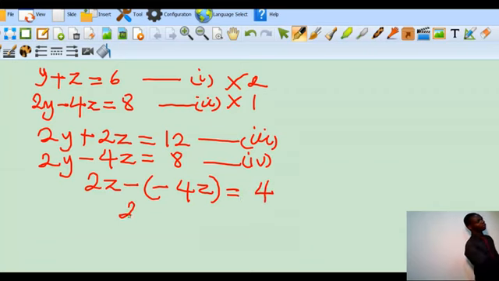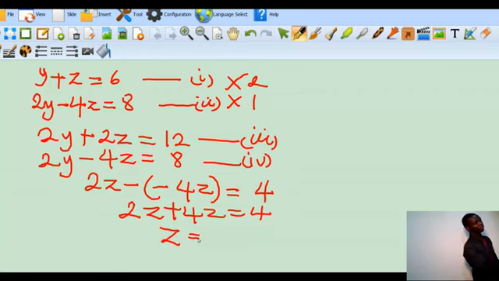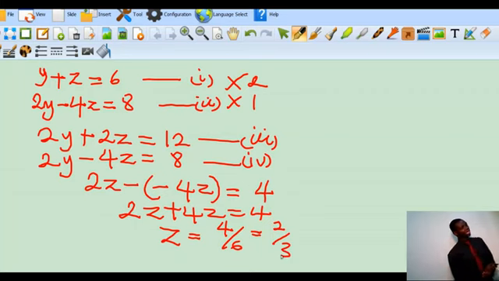Now, this becomes negative 2z is equal to 4, and at the end of the day, your z will be equal to 4 all over 6, and you can simplify that to give you 2 over 3. Now, having done that, since you know the value for z, you can substitute z into equation 1 or equation 2 in order to get your value for y.